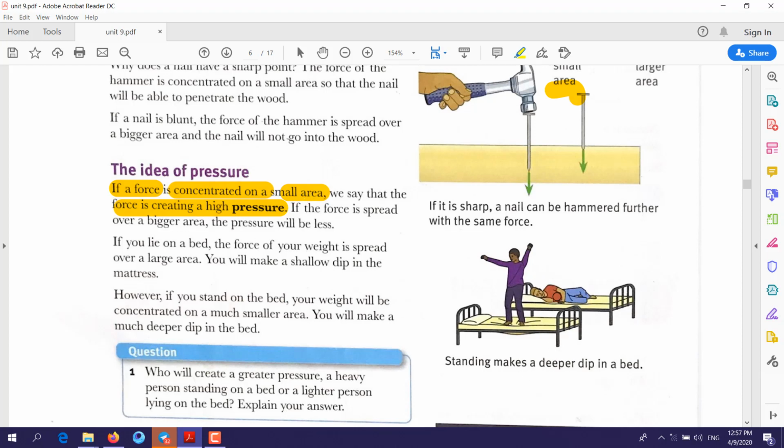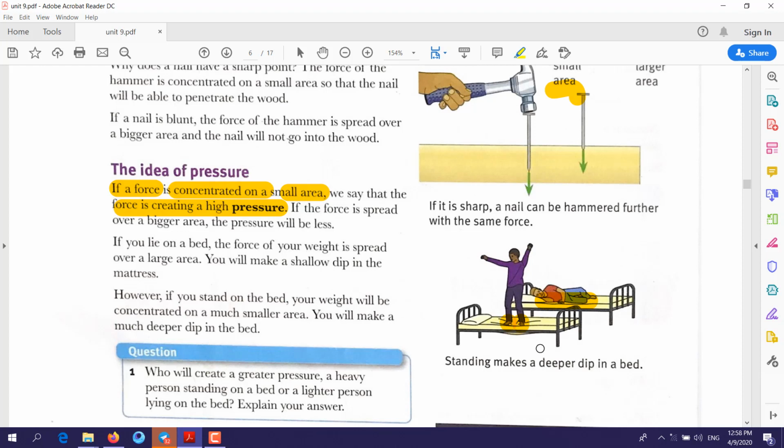Now, if you look at this example, okay, these two boys, which one is applying more pressure on the bed? If you focus here, the bed is going down more than this one. The reason behind this is what? Here, the force is being exerted on a smaller area, which is just the feet of this boy. But here the area is what? It's the area of the whole body.